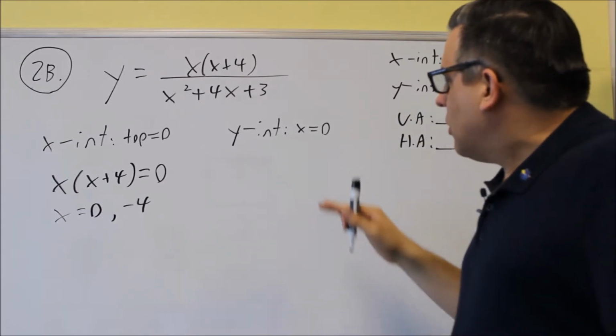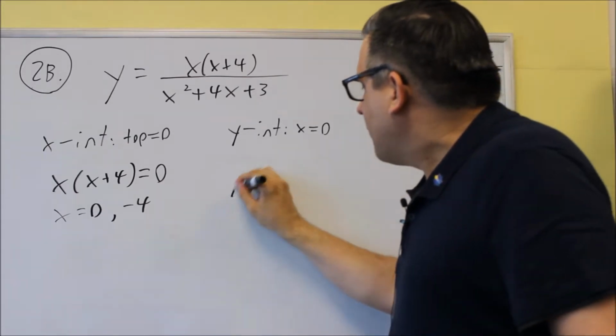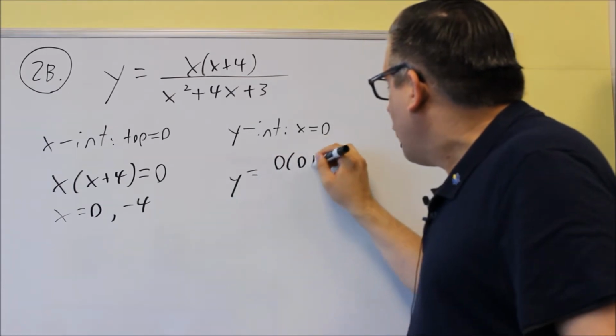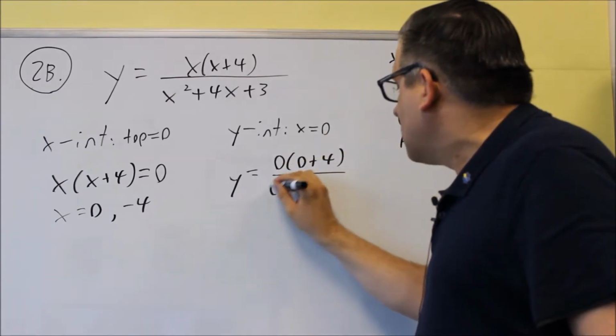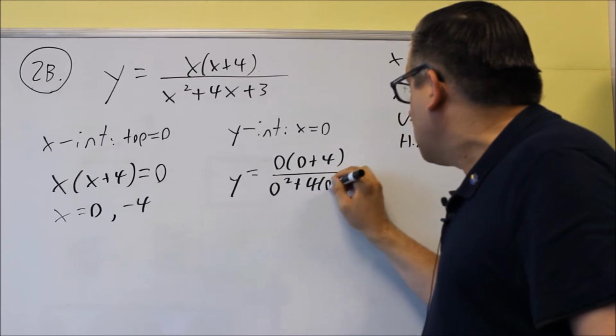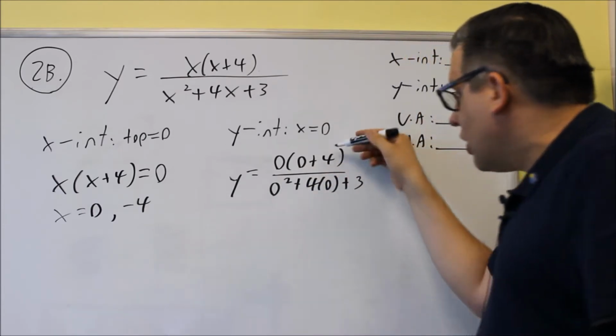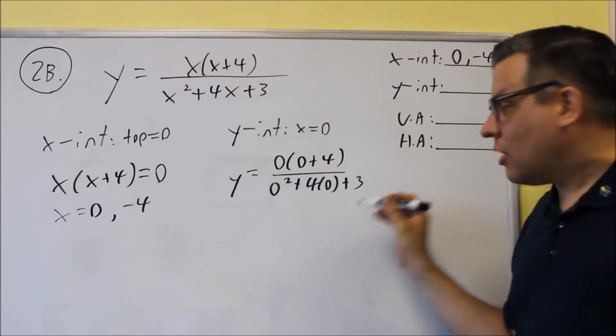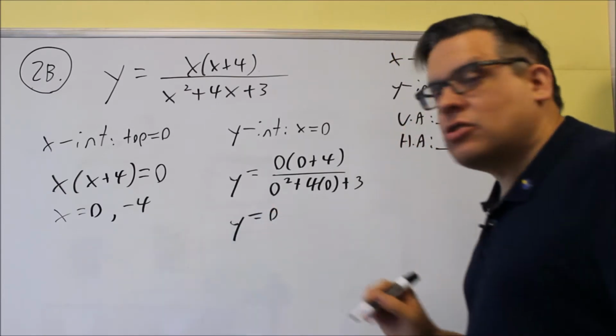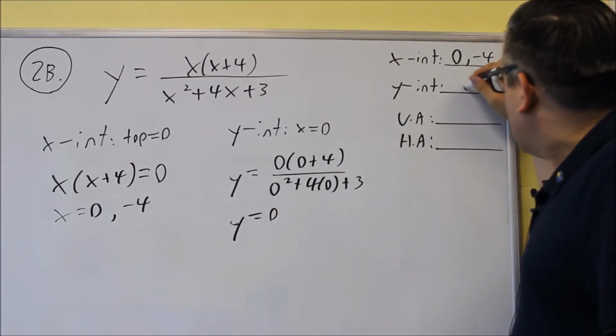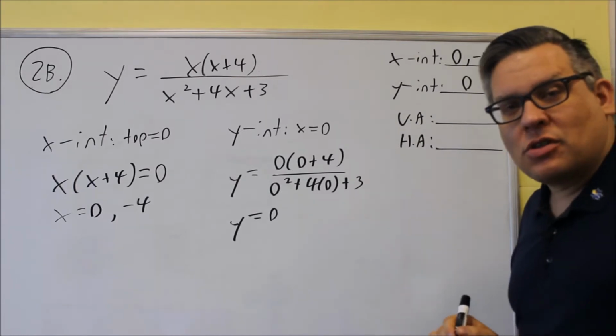Next, we have to do the y-intercept. So we put in zeros for all the x's. Now when you do that, we get a 0 on top over 3 on the bottom. That means the whole thing is going to end up going to 0. So we get a 0 for the y-intercept.